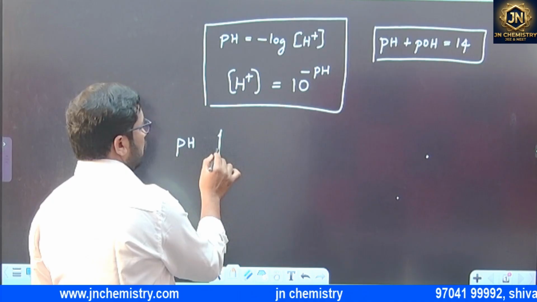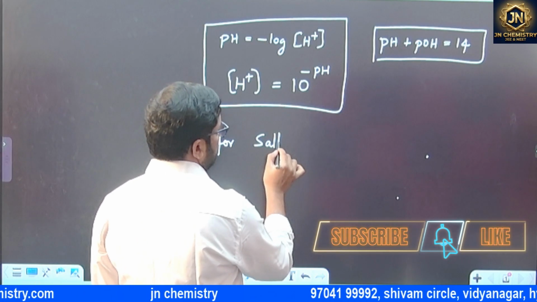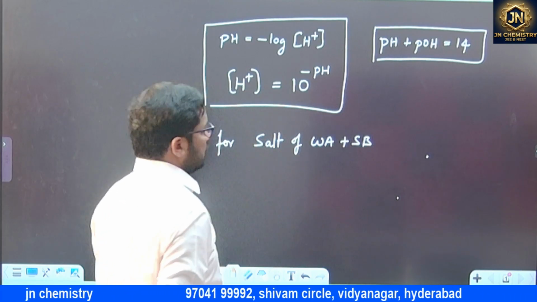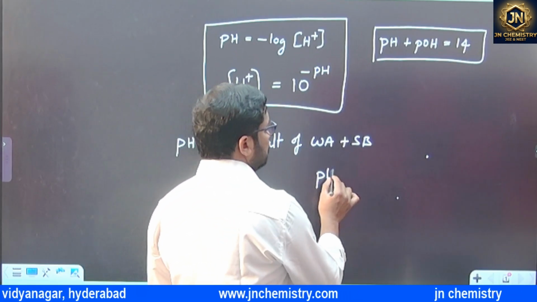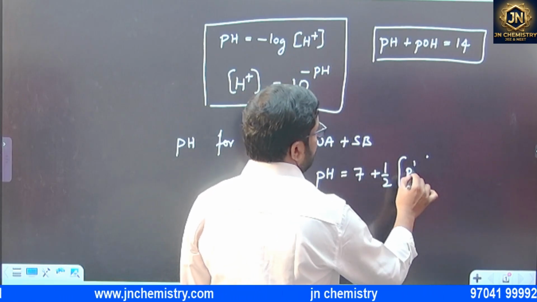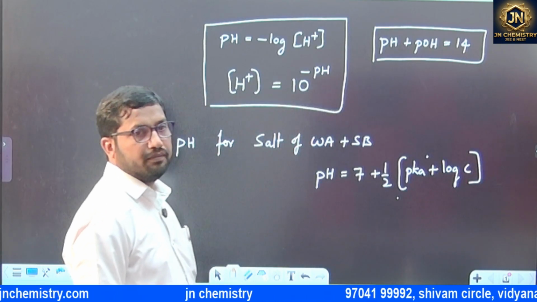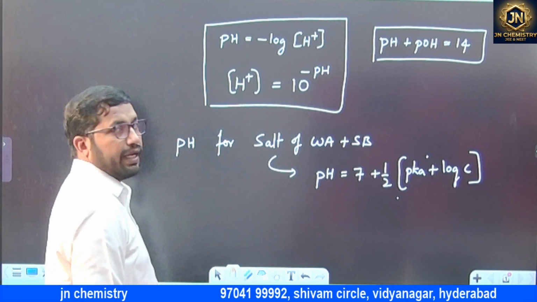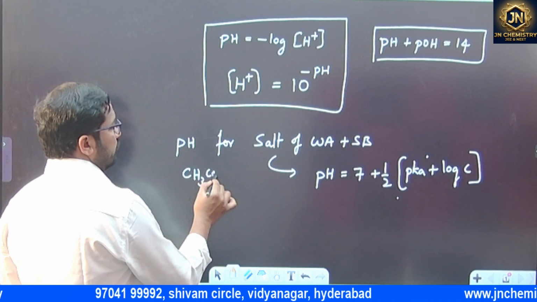pH for salt of weak acid plus strong base, right? What is the pH? So pH is equal to 7 plus 1 by 2 pKa plus log C, right? This is for salt of weak acid, strong base. So like CH3COONa, that case.